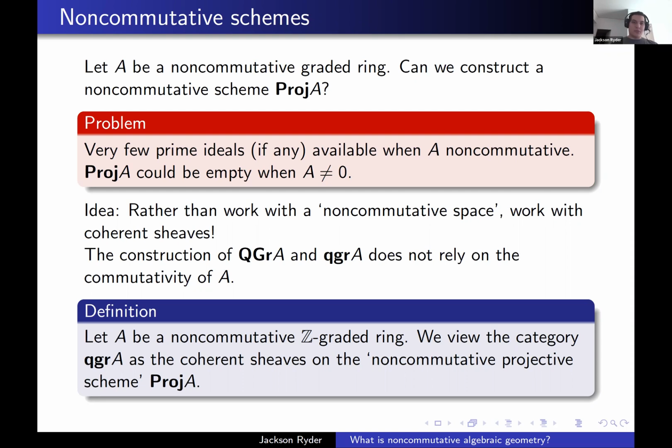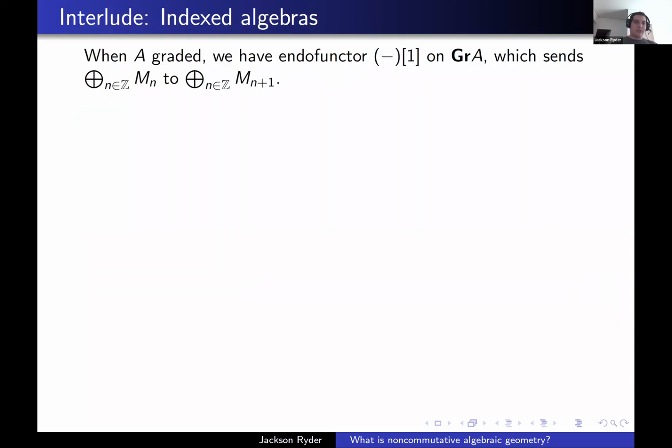So before we do, actually, we're going to quickly talk about a special type of rings that arise a lot in this non-commutative setting. So if we just have our graded ring, we get a free endofunctor on the category of graded A modules, where we change the grading of a module. So we send the degree n component to the degree n+1 component. Okay, this is very useful to have floating around.